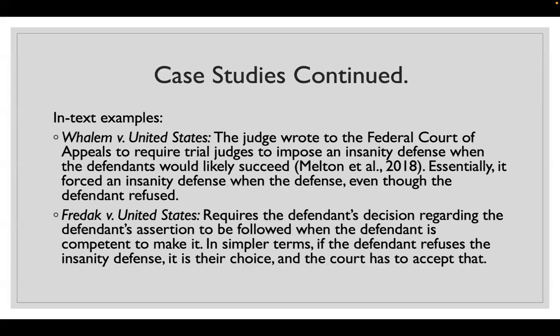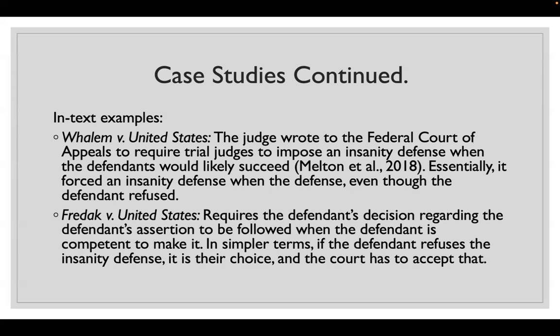So some of our in-text examples was Whelan versus United States. The judge wrote to the Federal Court of Appeals to require trial judges to impose an insanity defense when the defense would likely succeed. So basically, this just means forcing the person to use the actual insanity defense, even if the defendant does refuse.